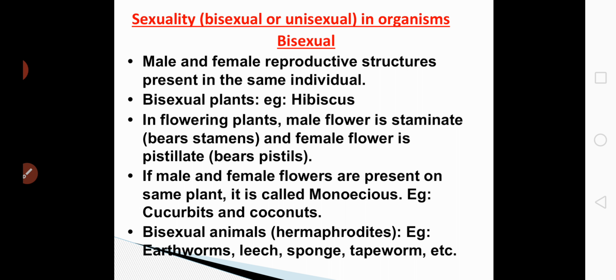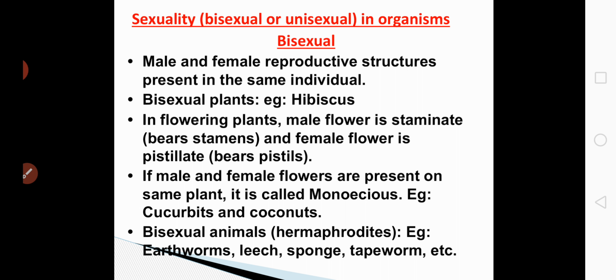individual, then the condition is called bisexual. For example, the hibiscus flower contains both the male as well as the female reproductive structure. Hence, hibiscus is a bisexual flower. In flowering plants, the male flower is called staminate. Staminate flower means it contains only the stamens, whereas the female flower is called pistillate. Pistillate is nothing but it bears only the female reproductive structure, that means pistils.